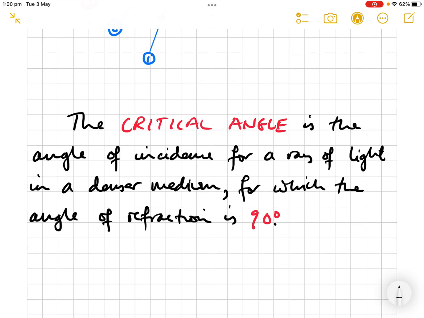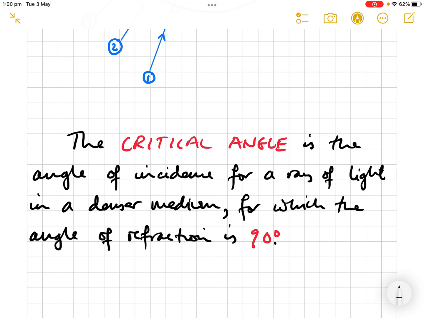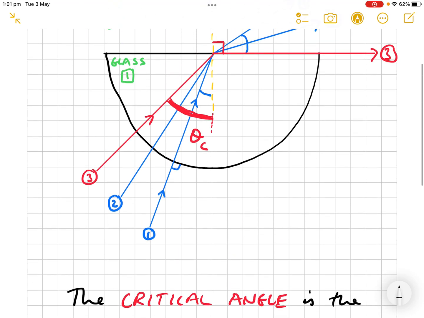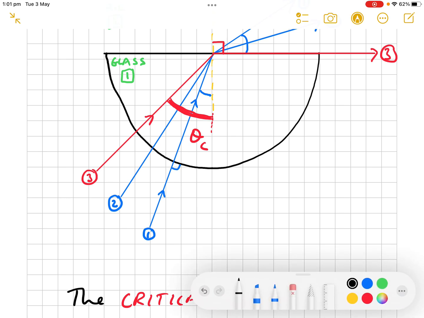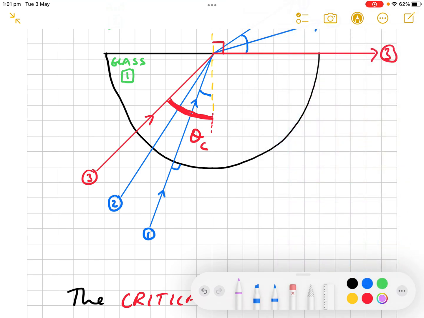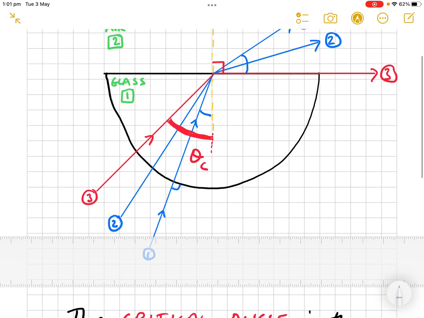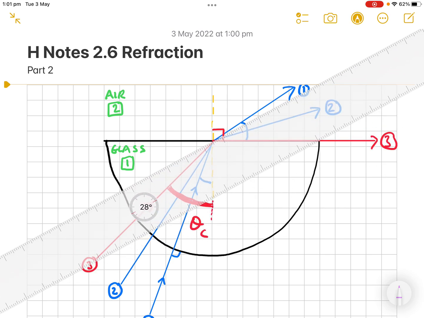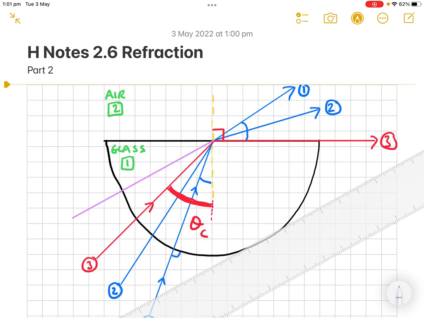Notice that the critical angle does not involve total internal reflection. That comes next. It involves an angle of refraction of 90 degrees. Now, what would happen if we increased the angle of incidence even more? Well, that would mean doing something like this, having ray number 4 come in at an angle even greater than the critical angle.